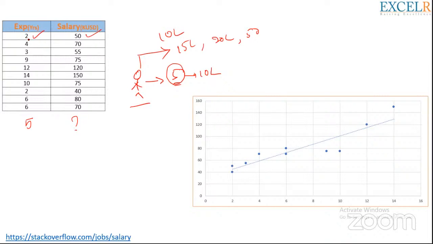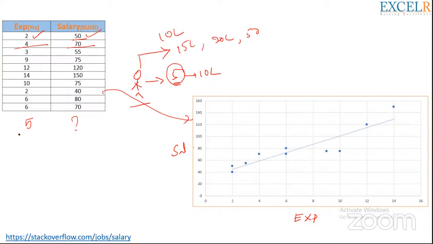A person with 2 years of experience is getting 50K US dollars. The person who has 4 years of experience is getting 70K US dollars. Like that, you have collected this data from the industry. Now what you have done is simply use a scatter plot. Here we have experience, and this is salary. And you have marked all these data points in the scatter plot.